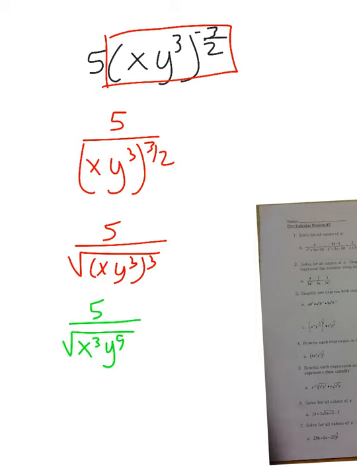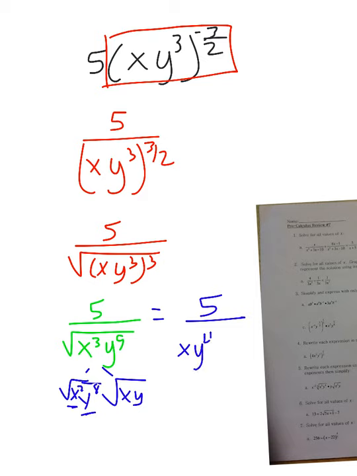All right, so now I need to simplify this. So what perfect square goes into x to the third? That's x squared times x. And then y to the eighth times y, sorry. So this is 5 over the square root of x squared is x. The square root of y to the eighth is y to the fourth. And then the square root of xy. Okay, so let's take a look at number 5.